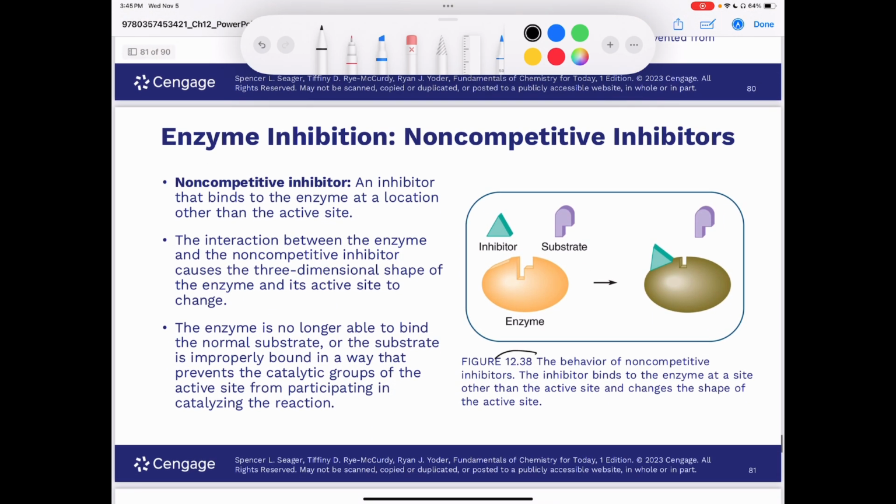But this figure 12.38 shows you a non-competitive inhibitor because it is an inhibitor, right? It's changing the shape of the active site, but it's not binding at the same spot. And so we say it's a non-competitive inhibitor. And like I told you, I don't know if this word is in the textbook or not, but when you have a non-competitive inhibitor binding at another site, sometimes we call that an allosteric site.